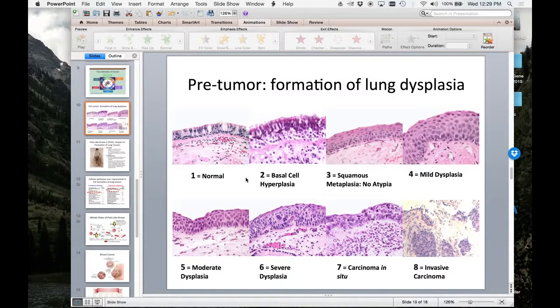So here's what happens. I got a bunch of samples from pieces of the lung like this. Here's normal lung, and this is the process of forming that lung tumor. As I was doing this, I looked for genes that actually change as the cancer gets worse. Either they go up or they go down.